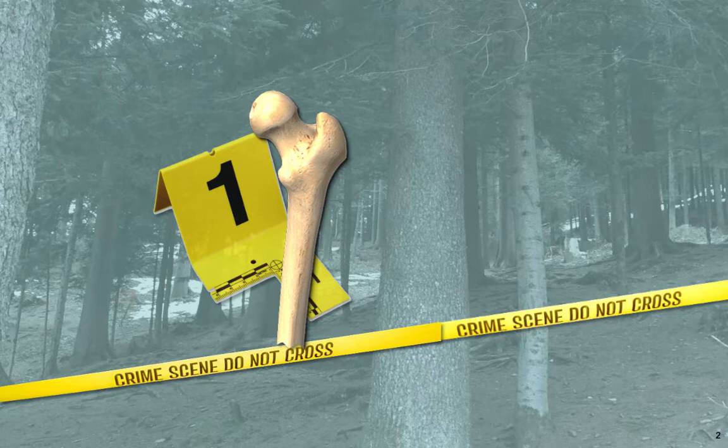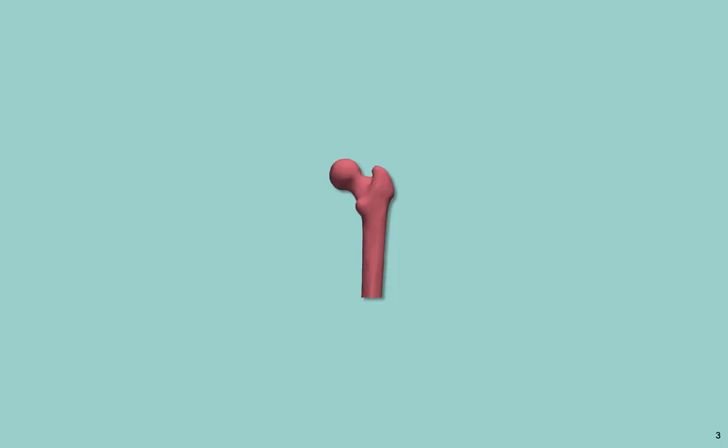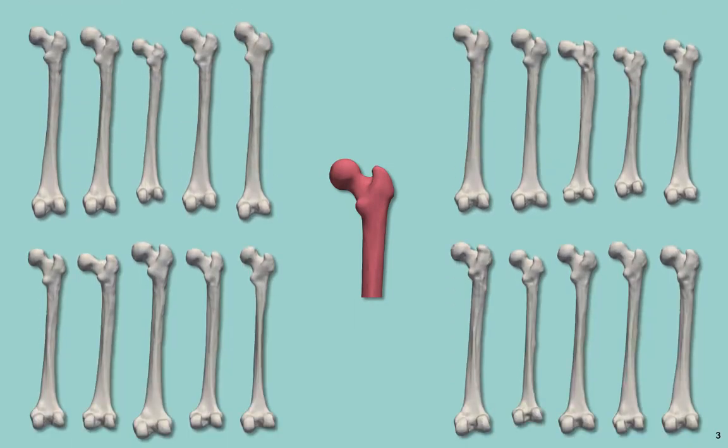So the police bring back the femur to the forensics team, who make a digital scan of the bone. They can then perform a comparison of the femur with a full database of other femurs. But instead of finding the most similar femur in the database, they might use the statistics from all the femurs in the database. This could be done in the form of a point distribution model.